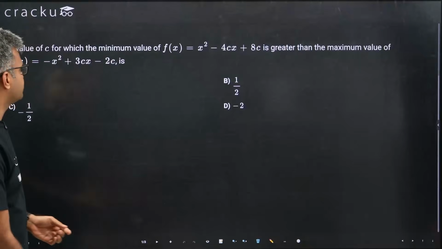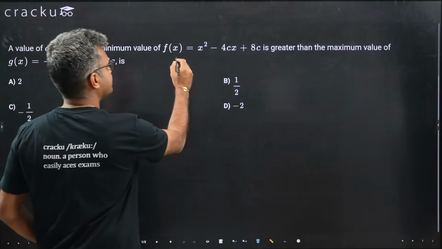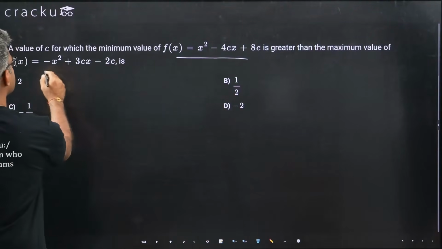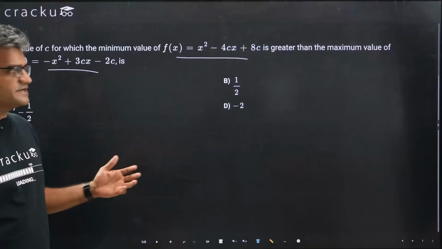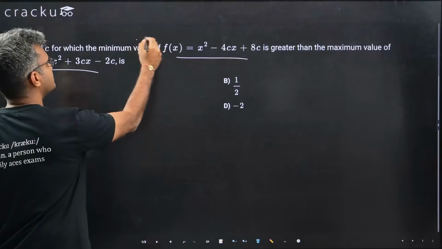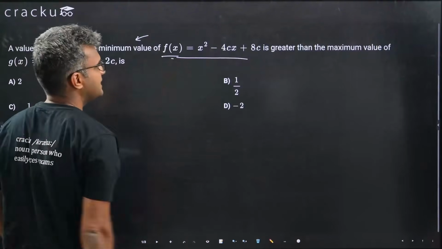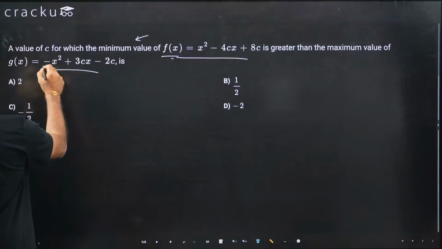In this question, we are given two quadratic equations, f of x and g of x. We are required to calculate the value of c, for which the minimum value of this quadratic function is greater than the maximum value of another quadratic function.